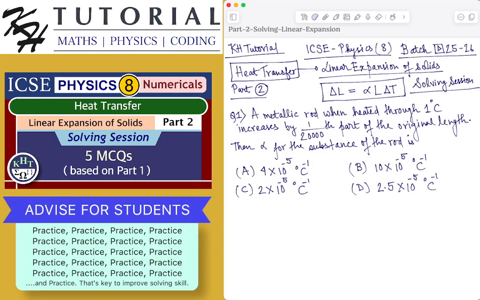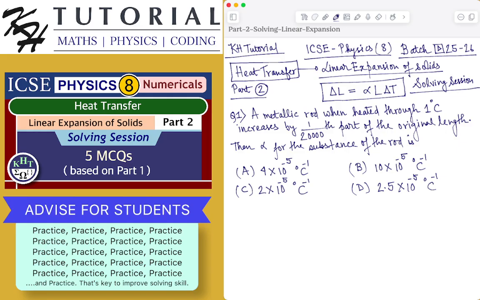Okay, the first problem says that a metallic rod when heated through 1 degree Celsius increases by 1 by 20,000 part of the original length. Then alpha, the coefficient of linear expansion for the substance of the rod, is?